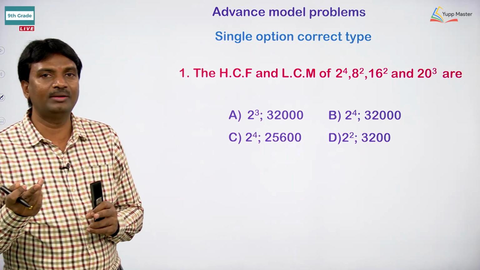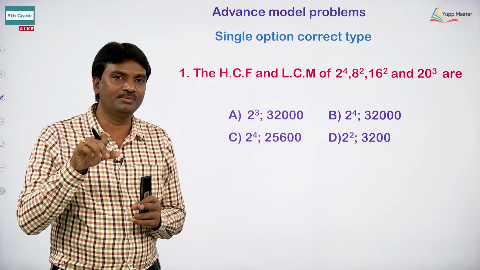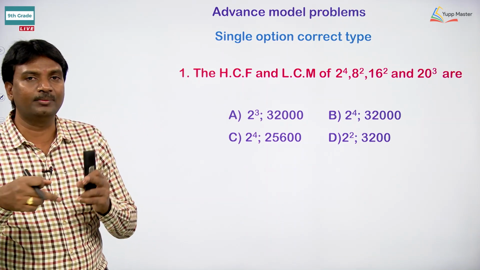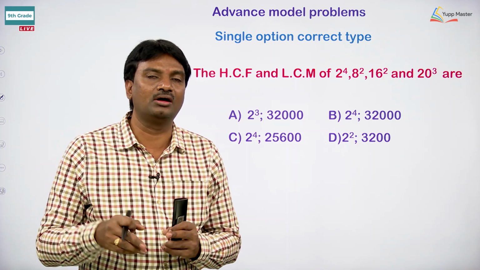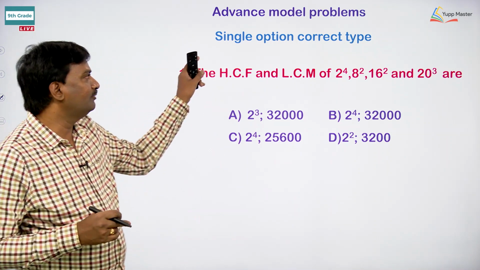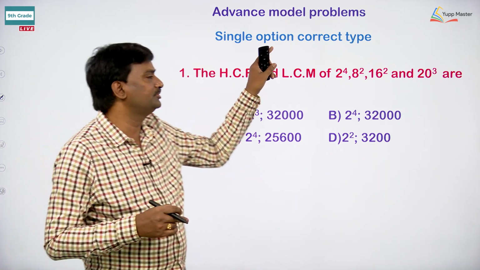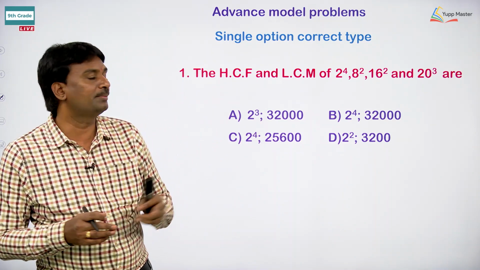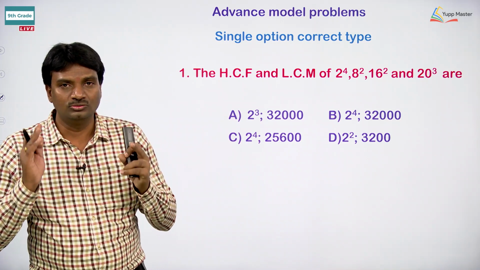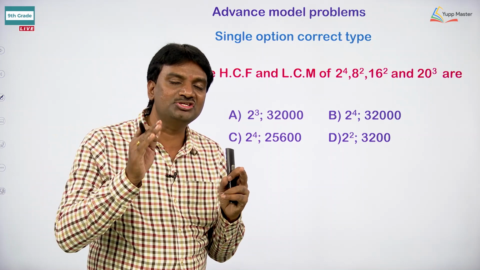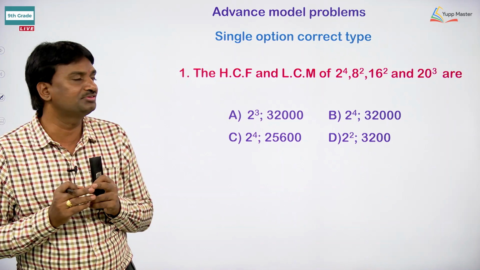One or more than one means that for the given problem one answer may be correct, or 2 or 3 or 4 answers may be correct. But here we are doing the single option correct type. So for the given problem there exists only one option as correct.